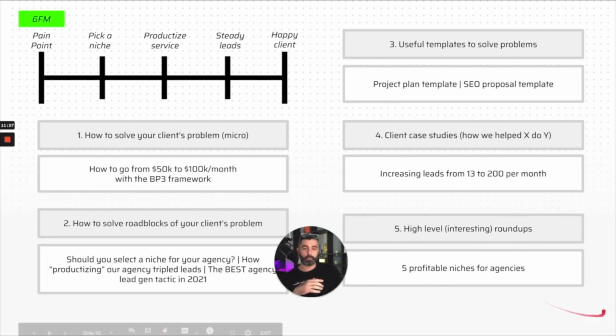But if you're doing something much more high level interest based, again, 5 profitable niches for agencies, it's going to be a roundup format. It's going to be much more digestible. Again, when we think about being able to get the attention of people that have no idea who we are, this is more of the content that will work better for that.